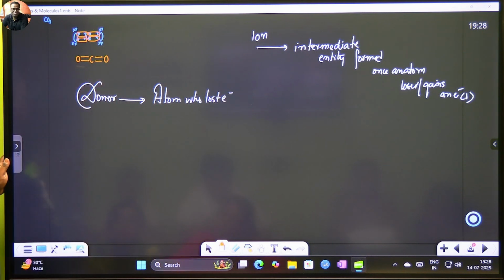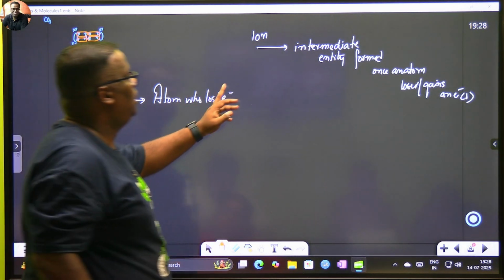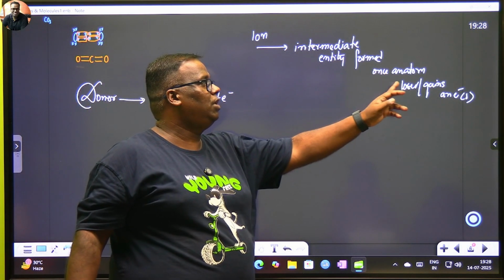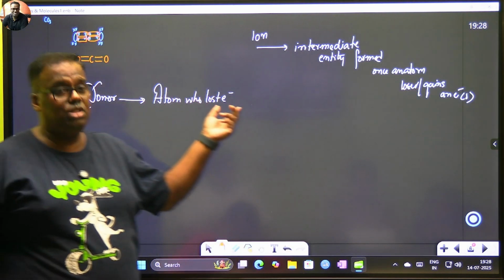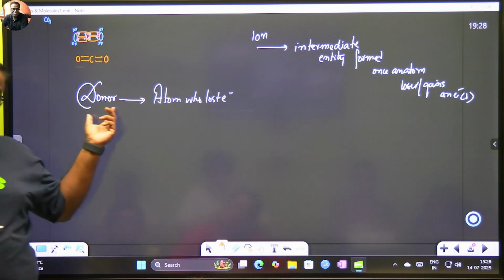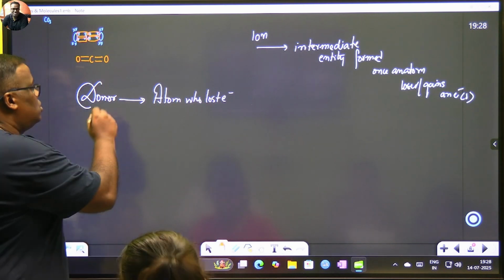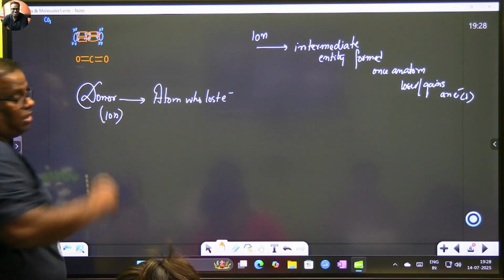Do you agree or not? It's a donor. Here, what did we write? Ion is an intermediate entity formed after an atom loses or gains electron. That means this atom, when it lost an electron, and you are saying it is a donor, it actually is also a type of an ion. You cannot deny that.